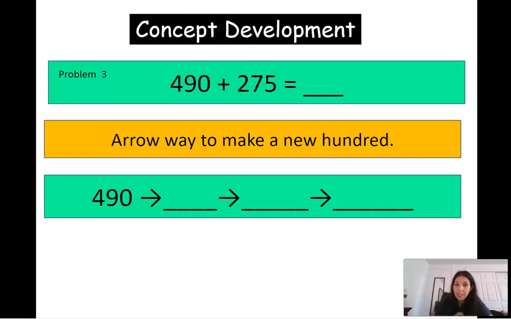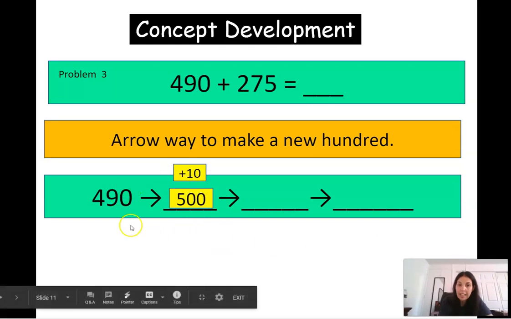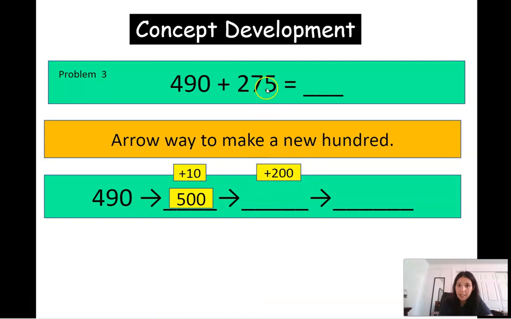So starting at 490, we're going to start by adding 10, okay? So if we add 10, we get up to 500. Now we're at our next 100. Now from there, we can add 200. So we did 10 from here. Now we just did 200. It's going to give us 700. And then what do we have left? We have 65 left. And that gives us 765. The same answer we got on the last problem.